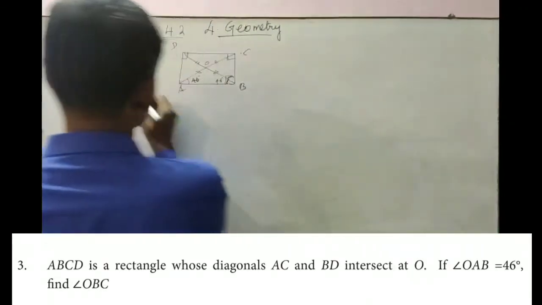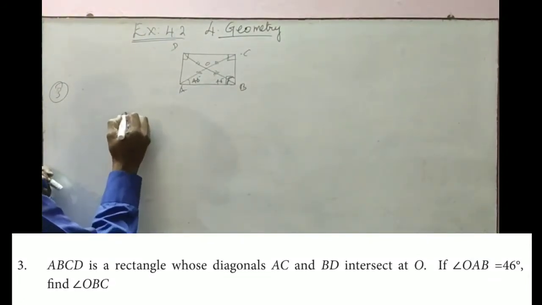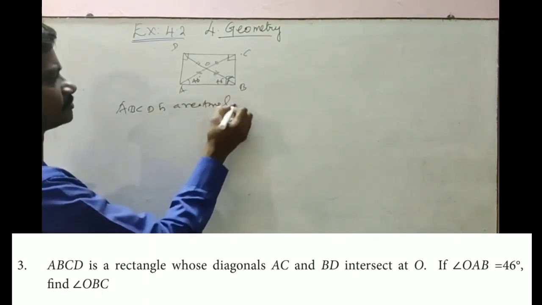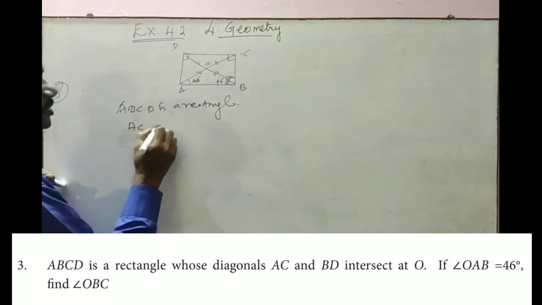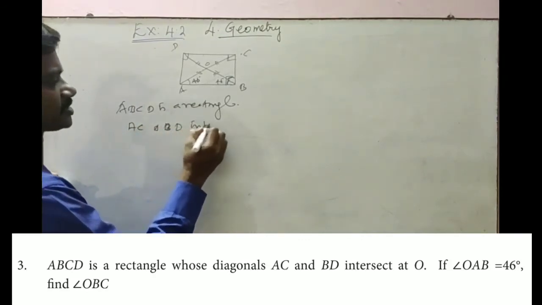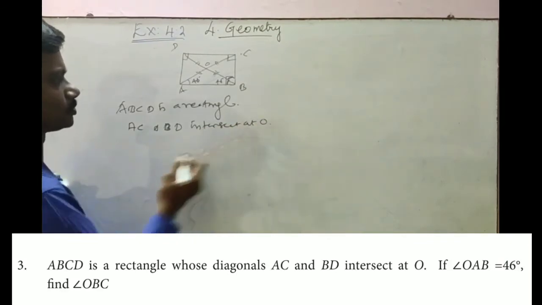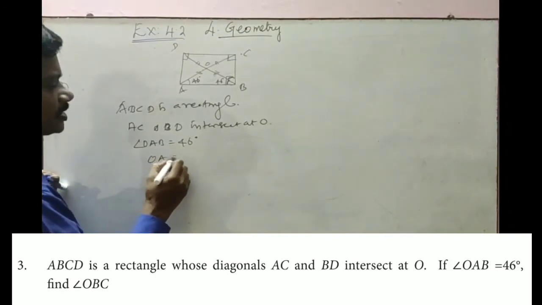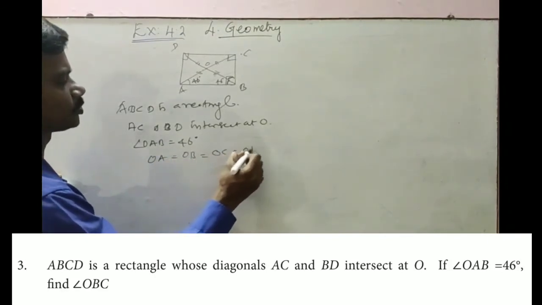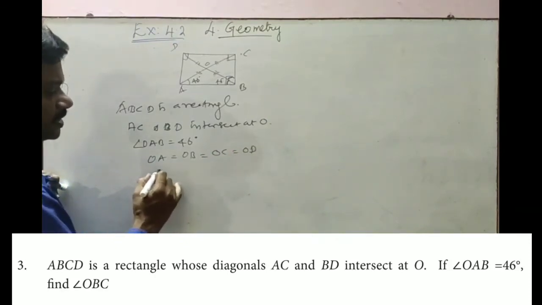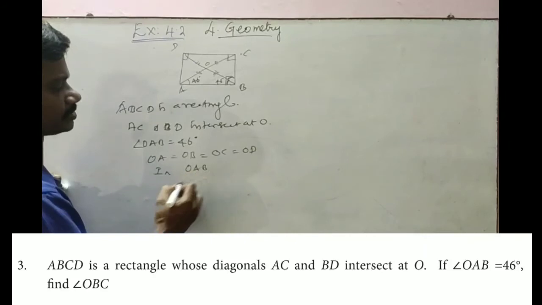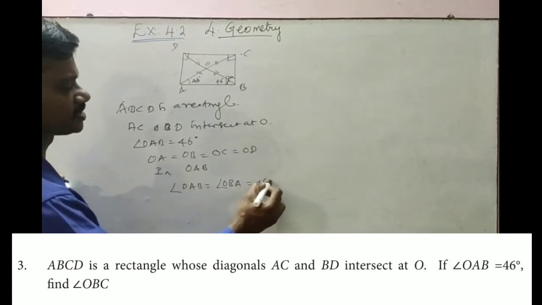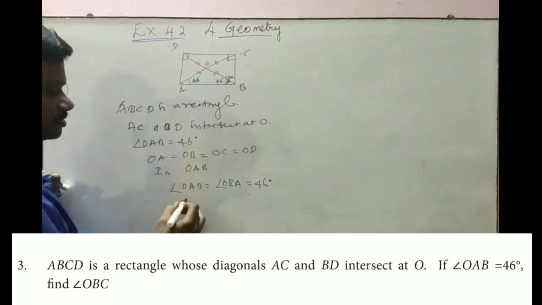So in a rectangle, ABCD is a rectangle. AC and BD intersect at O. Angle OAB is given as 46 degree. Here OA equal to OB equal to OC equal to OD. So in triangle OAB, angle OAB equal to angle OBA, which is 46 degree. So this is 46 degree.